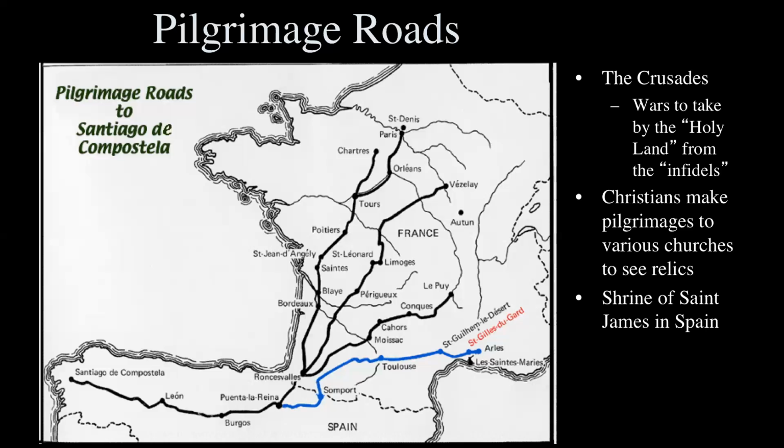So these roads were rebuilt so the knights could go back and forth. And eventually, other people were able to use these roads. So Christians would make pilgrimages to various churches to see relics. When I say Christians, I mean people that are well off, the kind of people that can travel. So these are people with money. Just think of the people today that travel a lot. They usually have quite a bit of money.